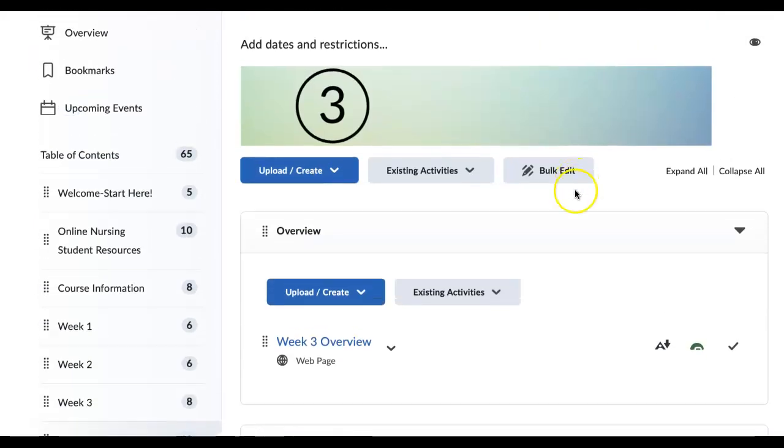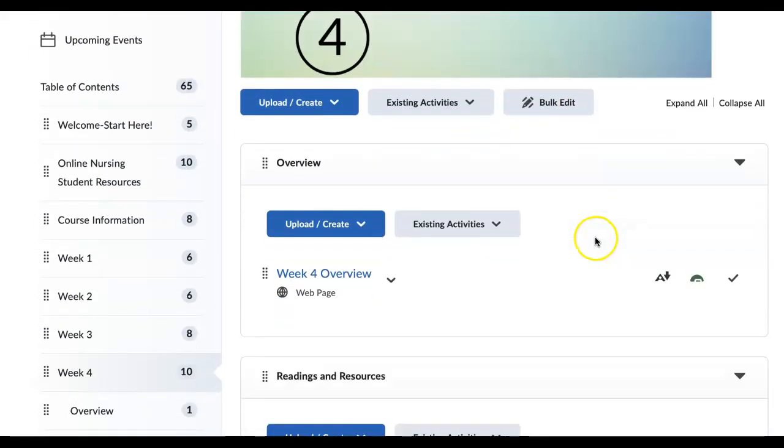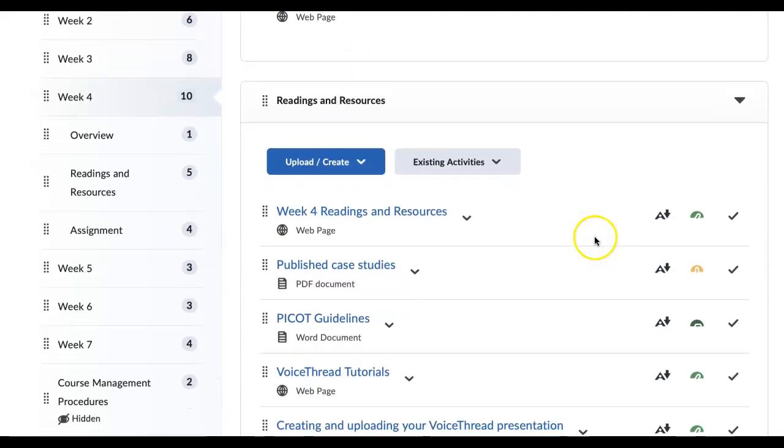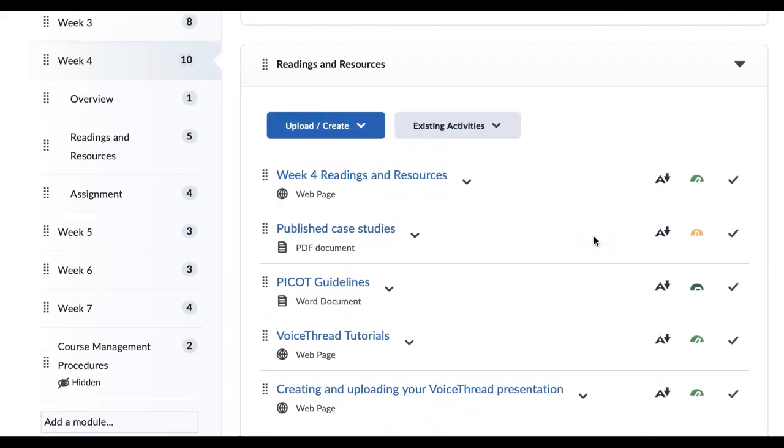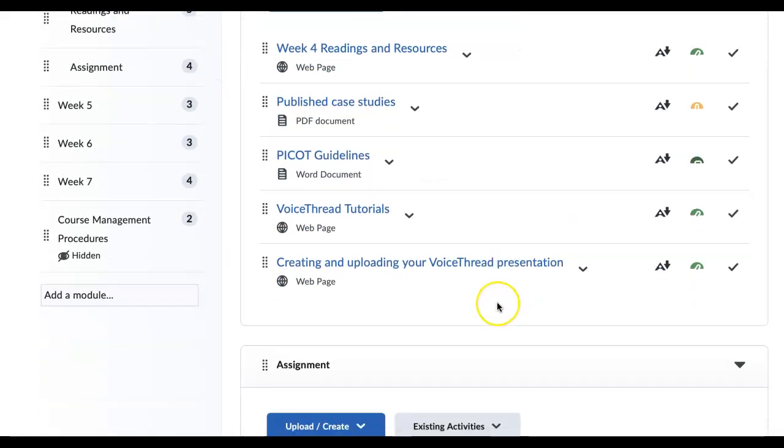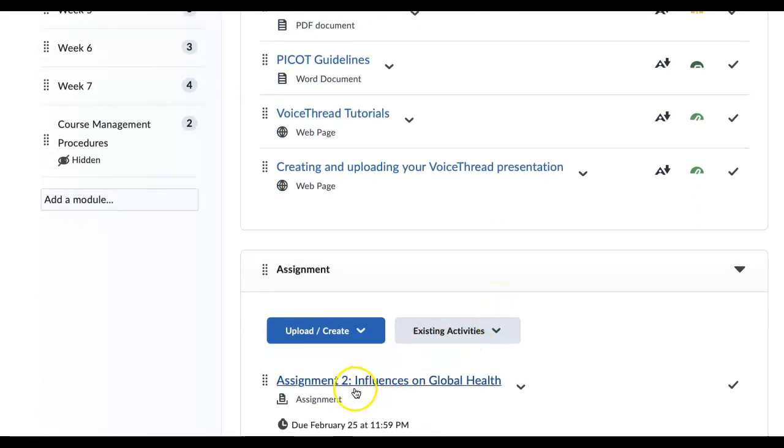In week 4, this is your second assignment. All right, you will be creating a case study, and you will have different research studies to choose from that will be the basis of this project. Okay, and so these are the resources. And there's a choice poll, and the title is Influences on Global Health.